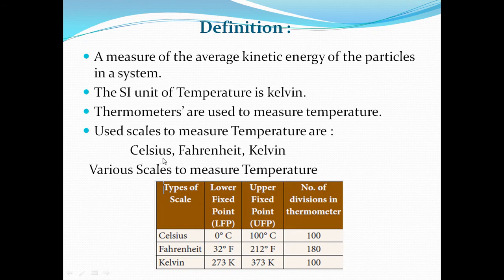Celsius is the name of a scientist. The Celsius scale runs from 0 degree Celsius to 100 degree Celsius. Fahrenheit is also a scientist's name, hence the Fahrenheit scale. The Fahrenheit scale has fixed points of 32 degree Fahrenheit to 212 degree Fahrenheit. Kelvin is also a scientist's name, hence the Kelvin scale, with readings of 273 Kelvin and 373 Kelvin.